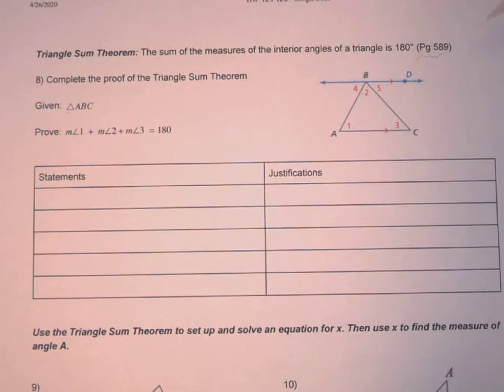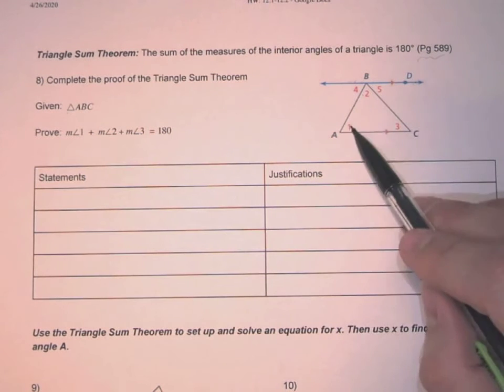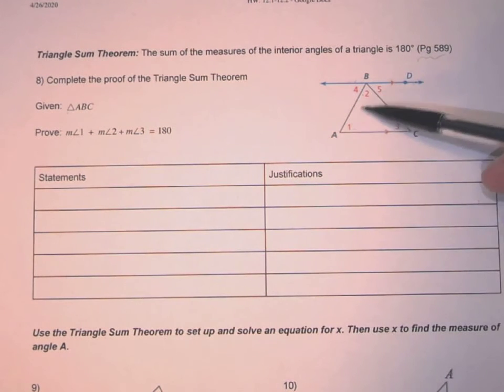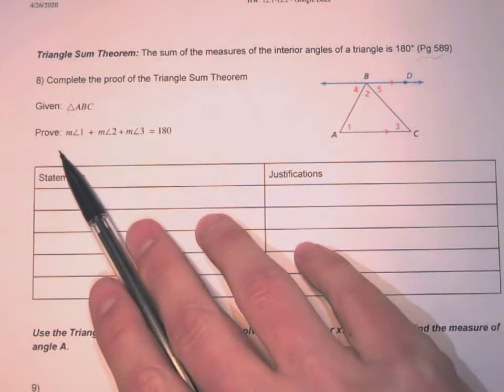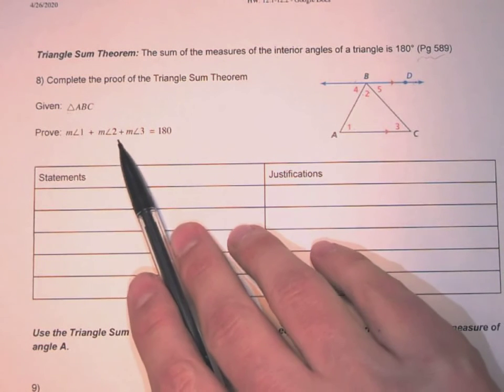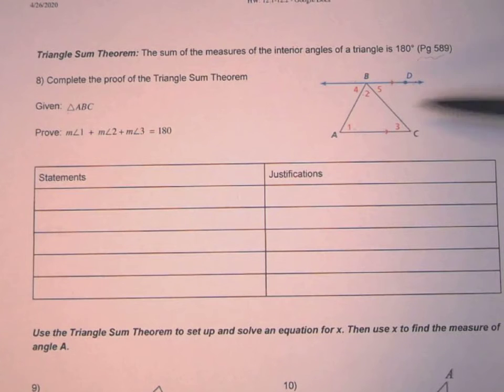So in this, what we're doing is we're just setting it up to prove that regardless of what shape this triangle is, these three angles have to add up to 180 degrees. So that's what we're after. We want to prove the measure of angle 1 plus the measure of angle 2 plus the measure of angle 3 equals 180 degrees. Okay?